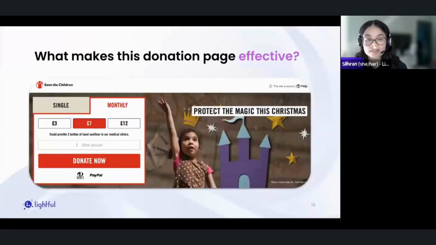So first, let's look at this screenshot of a donation page from Save the Children as an example of an effective online fundraising design. Before we dive into what makes it effective, I want to pose the question to you all. What do you think makes this donation page effective, and easy for a donor to give?